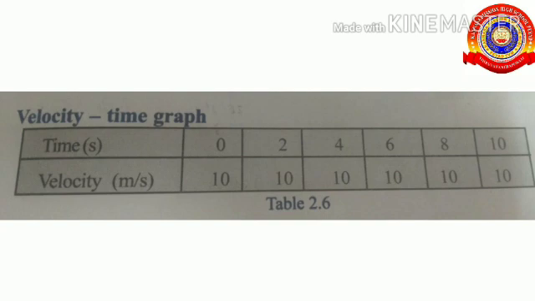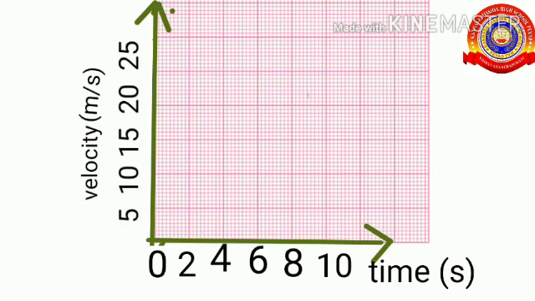For that, first we have to take a graph paper and then draw the x and y axes. On the y-axis, we mark the values of velocity and on the x-axis, the values of time. Here, the scale of time is taken as 2 seconds and the scale of velocity is taken as 5 meter per second. We know that as time increases by 2 seconds, the velocity remains the same, that is 10 meter per second.